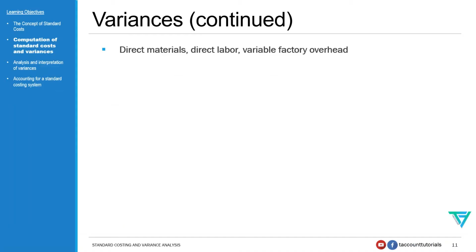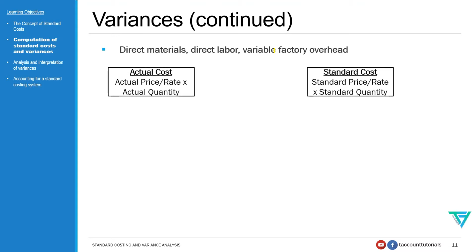Alright, so to proceed with the actual computation of the variances, first we tackle direct materials, direct labor, and variable factory overhead. So in the computation of the variances, I'd like to graphically present the variances in some sort of a diagram wherein we would be able to visualize where the differences are, where we could combine them, and what actually are the amounts or the independent variables which are changing, which would lead to the variances, right?